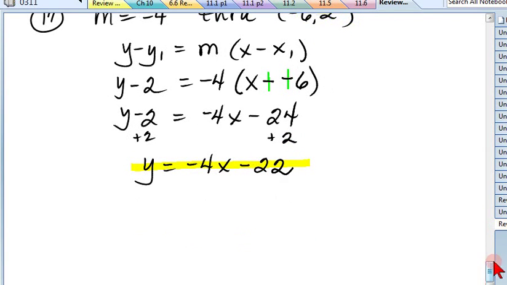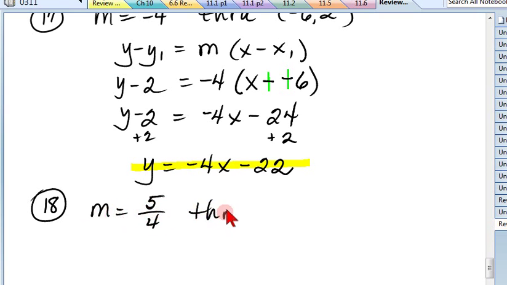You'll want to make sure that you've got your blue sheet so that you've got these forms as you need them. Number 18. I have that the slope is 5/4 and it goes through (0, 4).